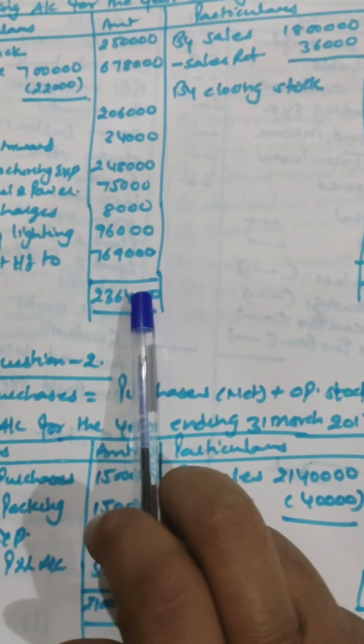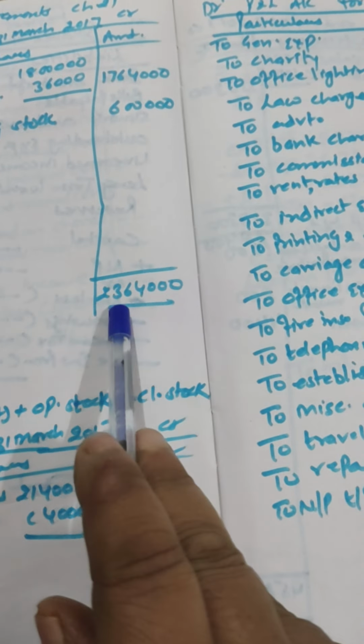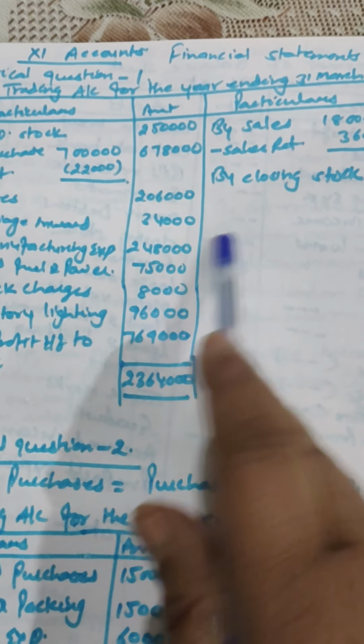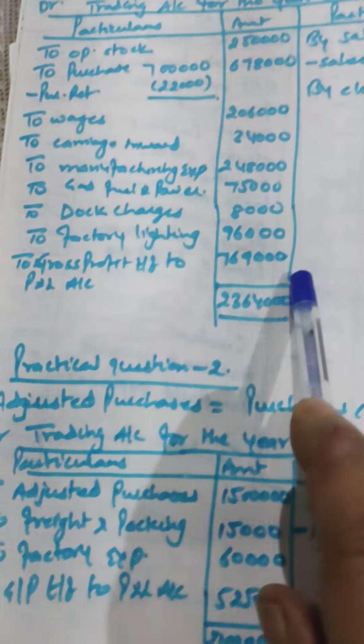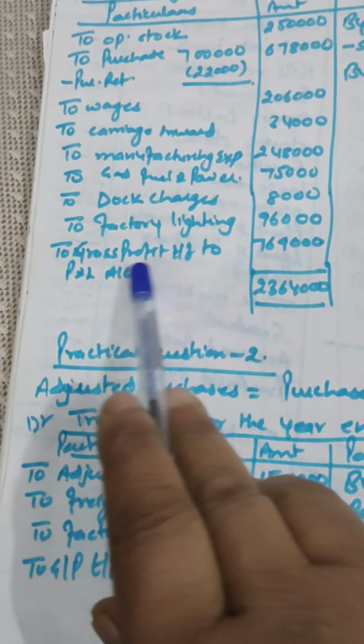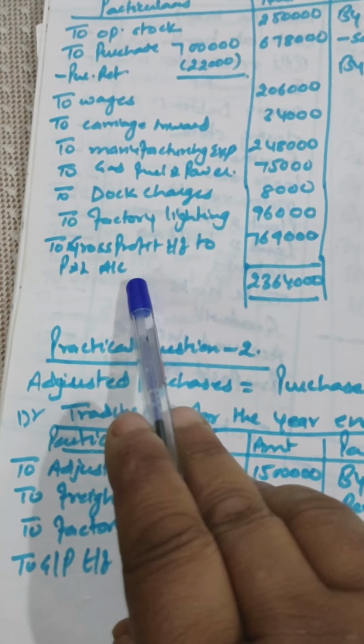And the difference of both the sides is 7,69,000. Total of debit and credit side is 23,64,000. Total of this side is smaller than credit side, and the difference of 7,69,000 is written over here. And it is written as to gross profit transfer to profit and loss account.